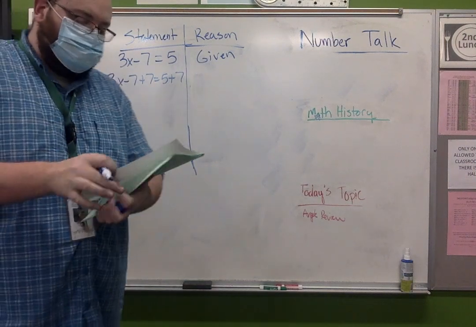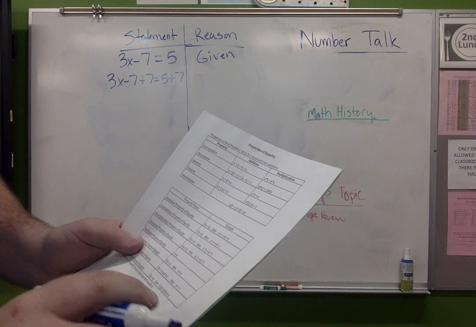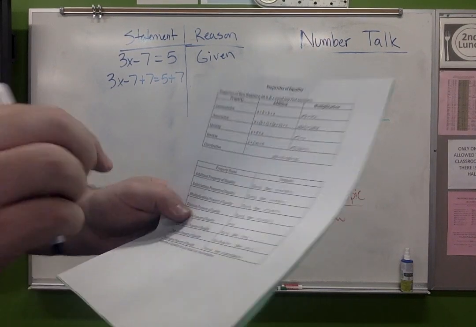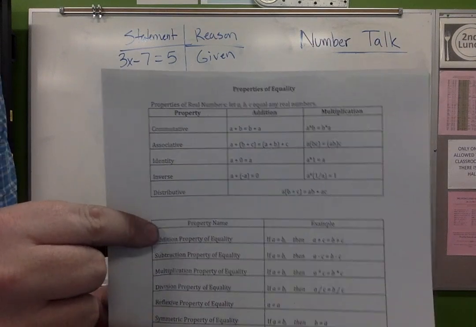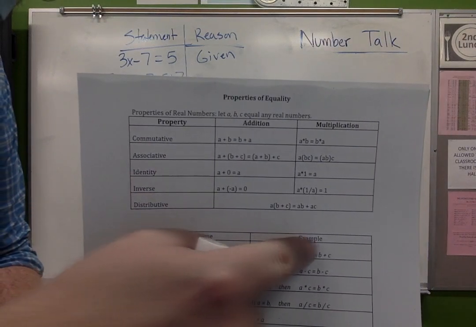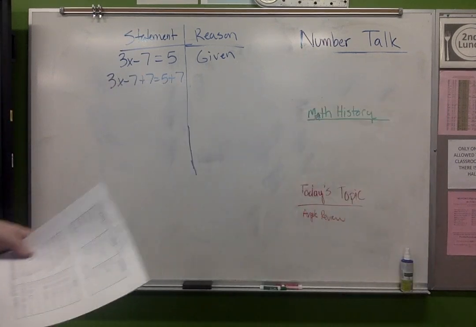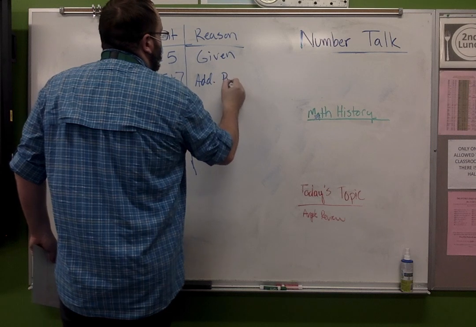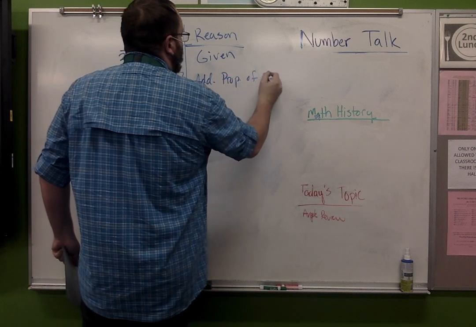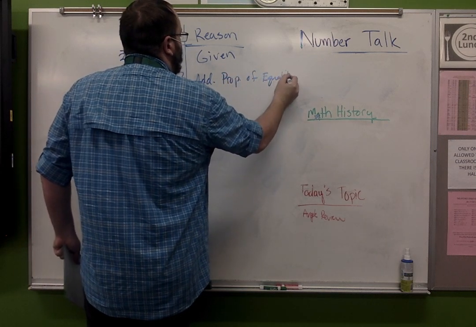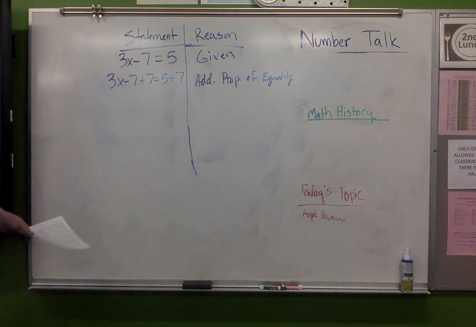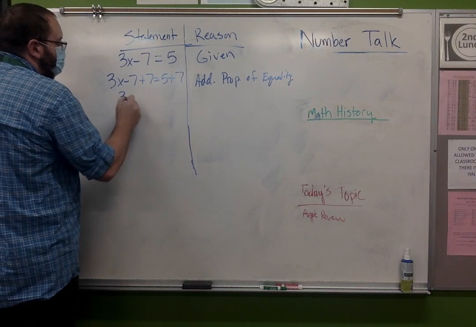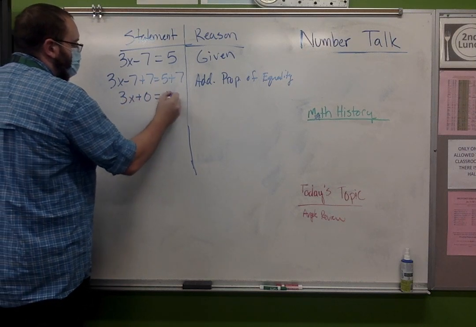Now, right here, the addition property of equality says I can add the same number to both sides. So I just did that. So this is the addition property of equality. Now let's simplify. Negative 7 plus 7 is 0. So 3x plus 0 equals 12.